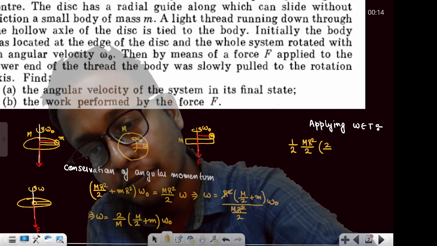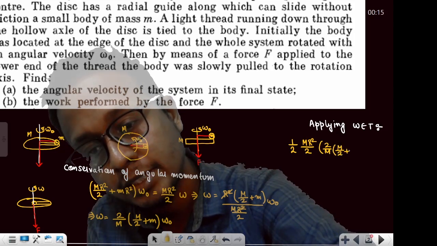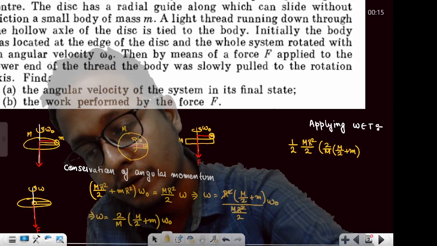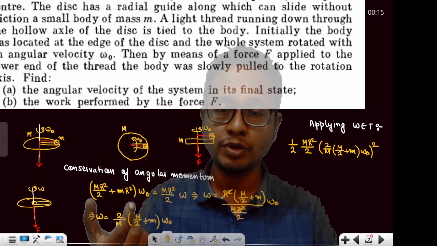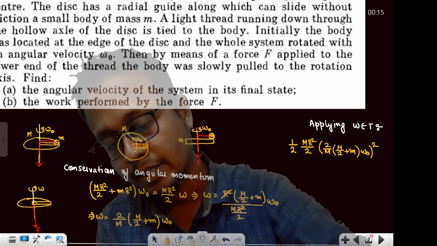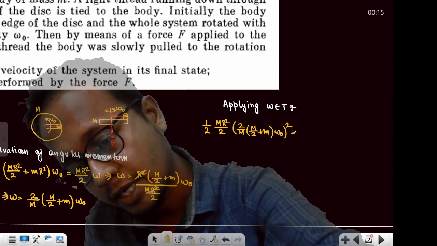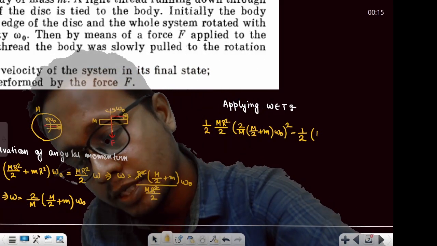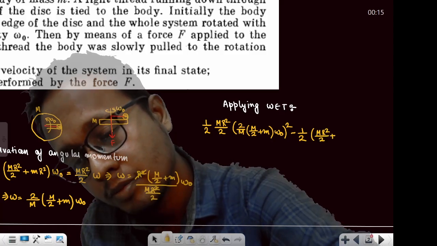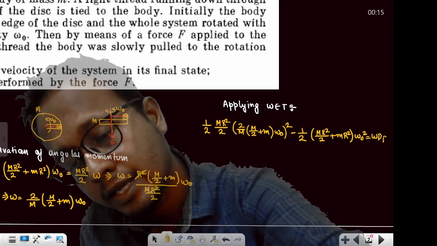So 2 by capital M, into M by 2 plus m, into omega naught, whole square, minus the initial moment of inertia into omega naught square. So minus half, what is the initial moment of inertia? This one: M r square by 2 plus m r square. So M r square by 2 plus m r square, into omega naught square, is equal to the work done by the external force.